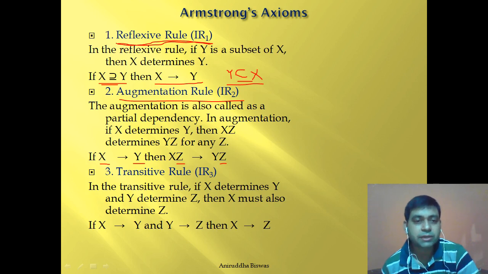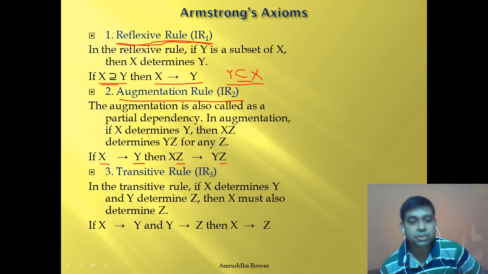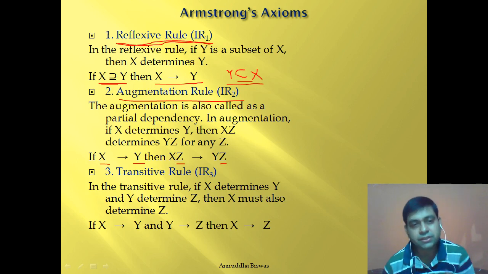This particular Armstrong axiom rule is known as IR2, that is augmentation rule. That means z is augmented in both sides.